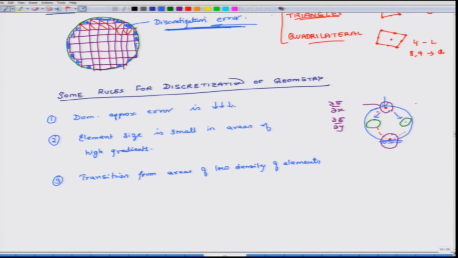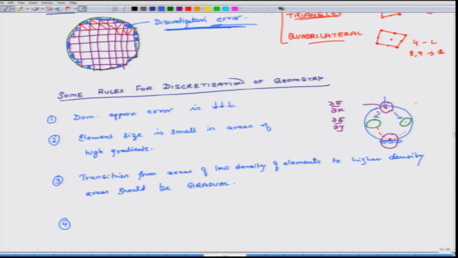So, this transition from areas of low density of elements to higher density areas should be gradual. This is important, otherwise you may have numerical errors which may be large. So, these are some rules.